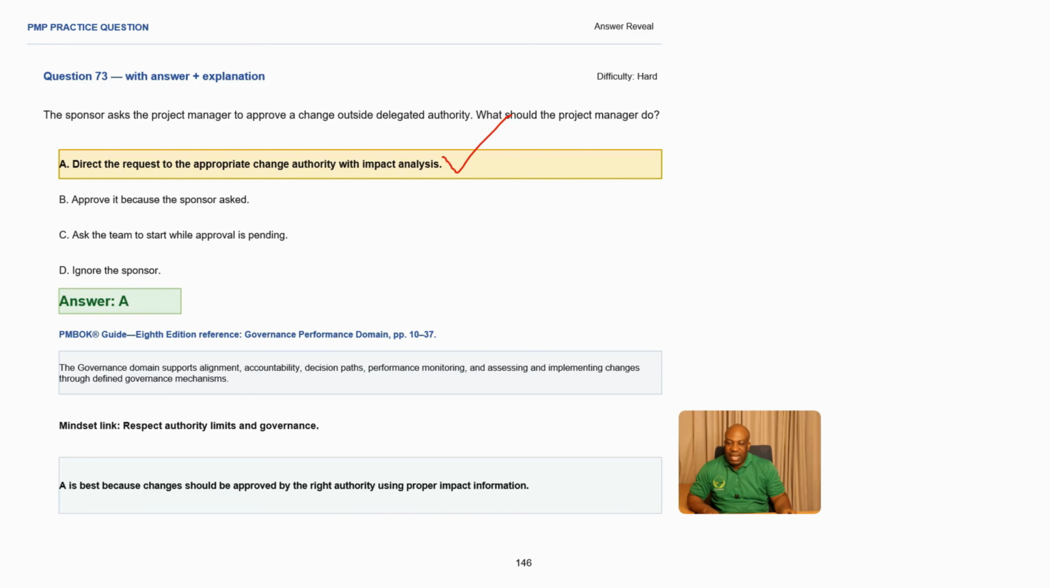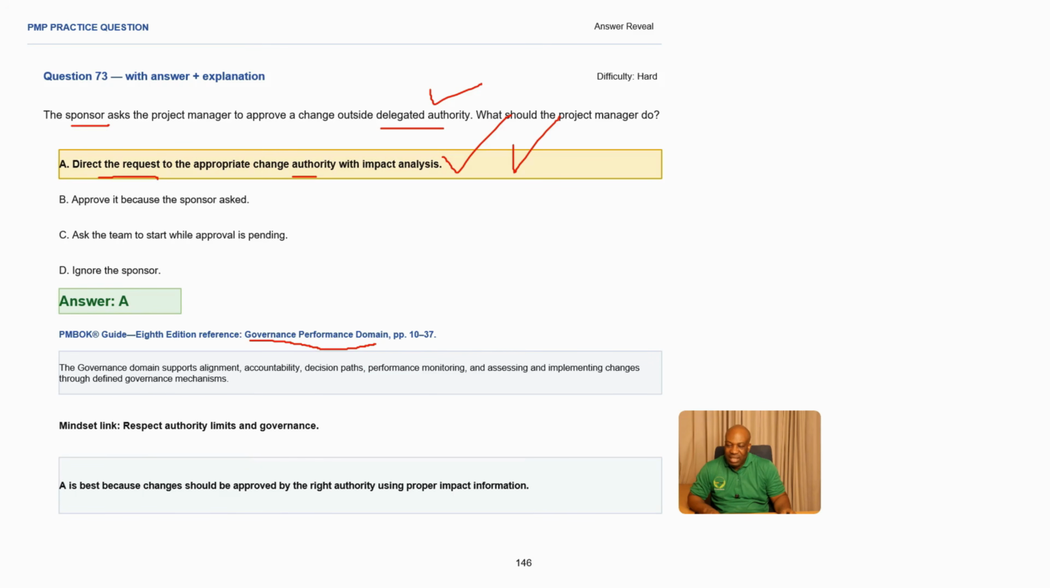You need to direct the request to the appropriate change authority, because this is beyond your authority as a project manager. Even if the sponsor is asking this to be done, you still need to do the right thing in a project environment. And what is our reference to the PM book? Governance performance domain, which is on page 10 to 37.